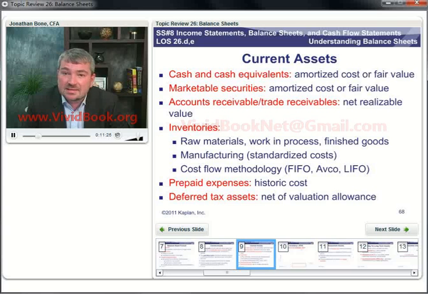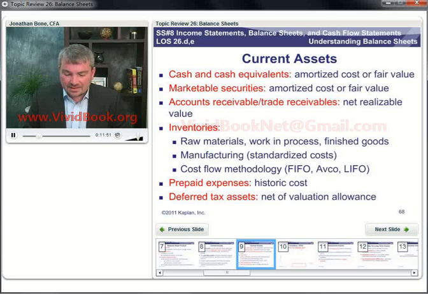Prepaid expenses are going to be reported at historic cost, whatever we paid for them. Remember, a prepaid expense is where you've paid for a good or service but not yet used it. And deferred tax assets are going to be the amount of the future reversal less a valuation allowance. Now again, I won't worry about that right now. We need to look at deferred tax in a later reading before that will make any sense to you.